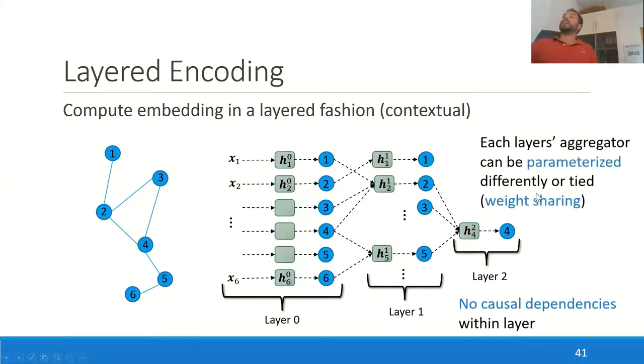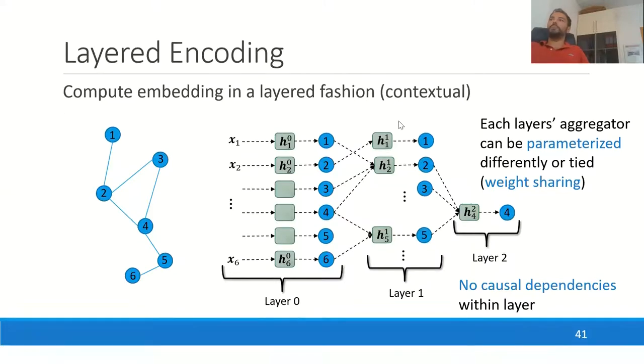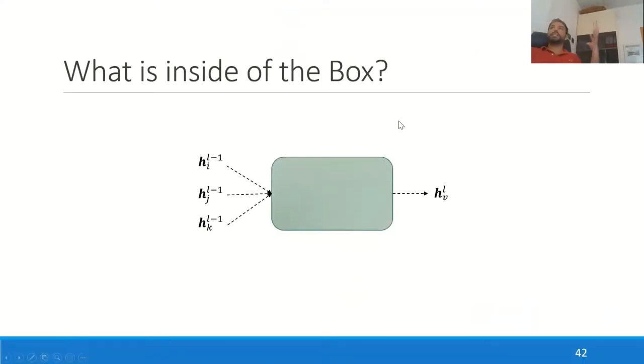So each layer's aggregators can be parameterized differently or with tied weights. So basically what I typically will have is this green box aggregator to have its own parameter, this green box here to have its own parameter, this green box here to have its own parameters, and the same parameters are shared within the same layer, okay? But what is inside of the box?